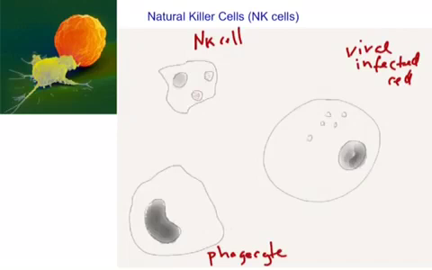Which will have ingested some virus particles, and in the process will produce chemical signaling molecules called cytokines. So let's have a look at that. So the phagocyte will release cytokine signaling molecules after engulfing various virus particles. Viral infected cells will release another chemical signaling molecule called interferon.